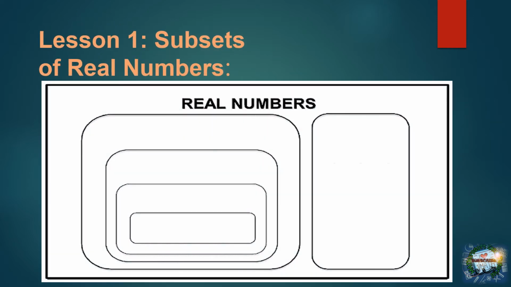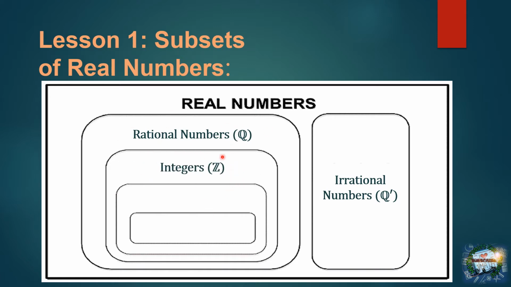So this time, let's now have the lesson 1 on our competency, subsets of real numbers. So a subset of real numbers ay dinivide natin into 2. Okay, so those are the sets of rational numbers and sets of irrational numbers. So under rational numbers, makikita natin yung integers, di ba? So ibig sabihin, yung integers is a rational number. Ano pa? Yung whole numbers is also a rational number. Pero kung titignan nyo, yung whole number na yan ay nasa loob ng integers.